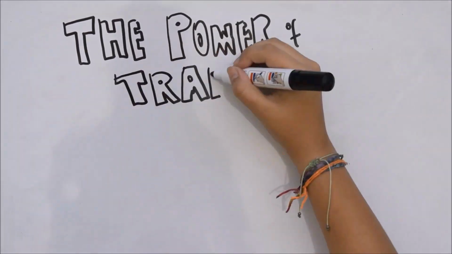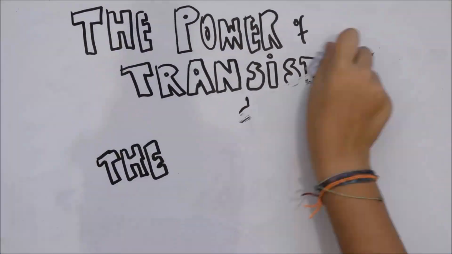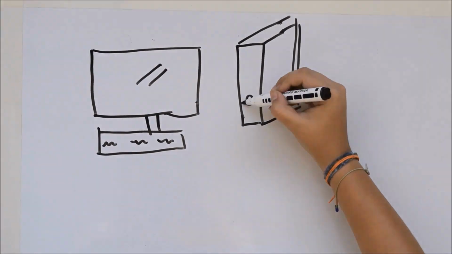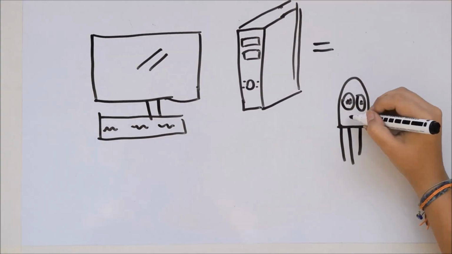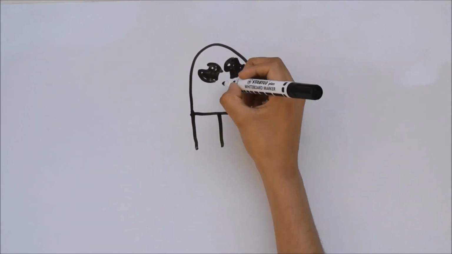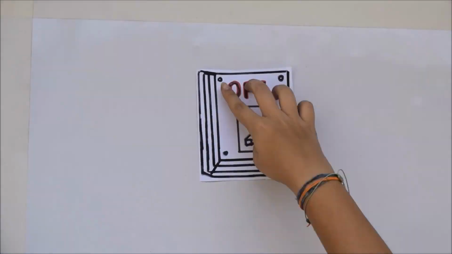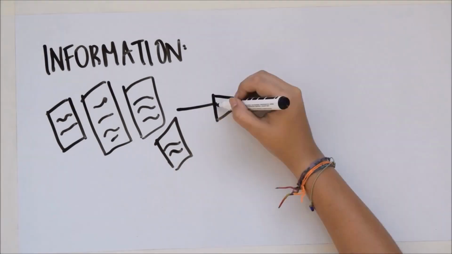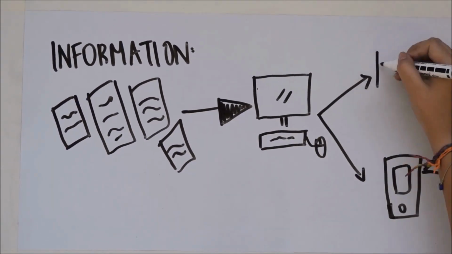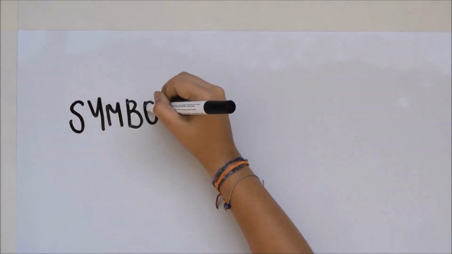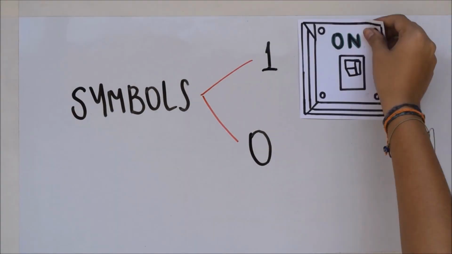The power of transistors and the challenges it faces. Computers are a collection of simplicity, and transistors are their basic element. Transistors operate like a switch, for which there are two possible states, on and off. This means that information in computers, and in general, in all electronic devices, is stored and processed with two symbols, 1 for on and 0 for off.